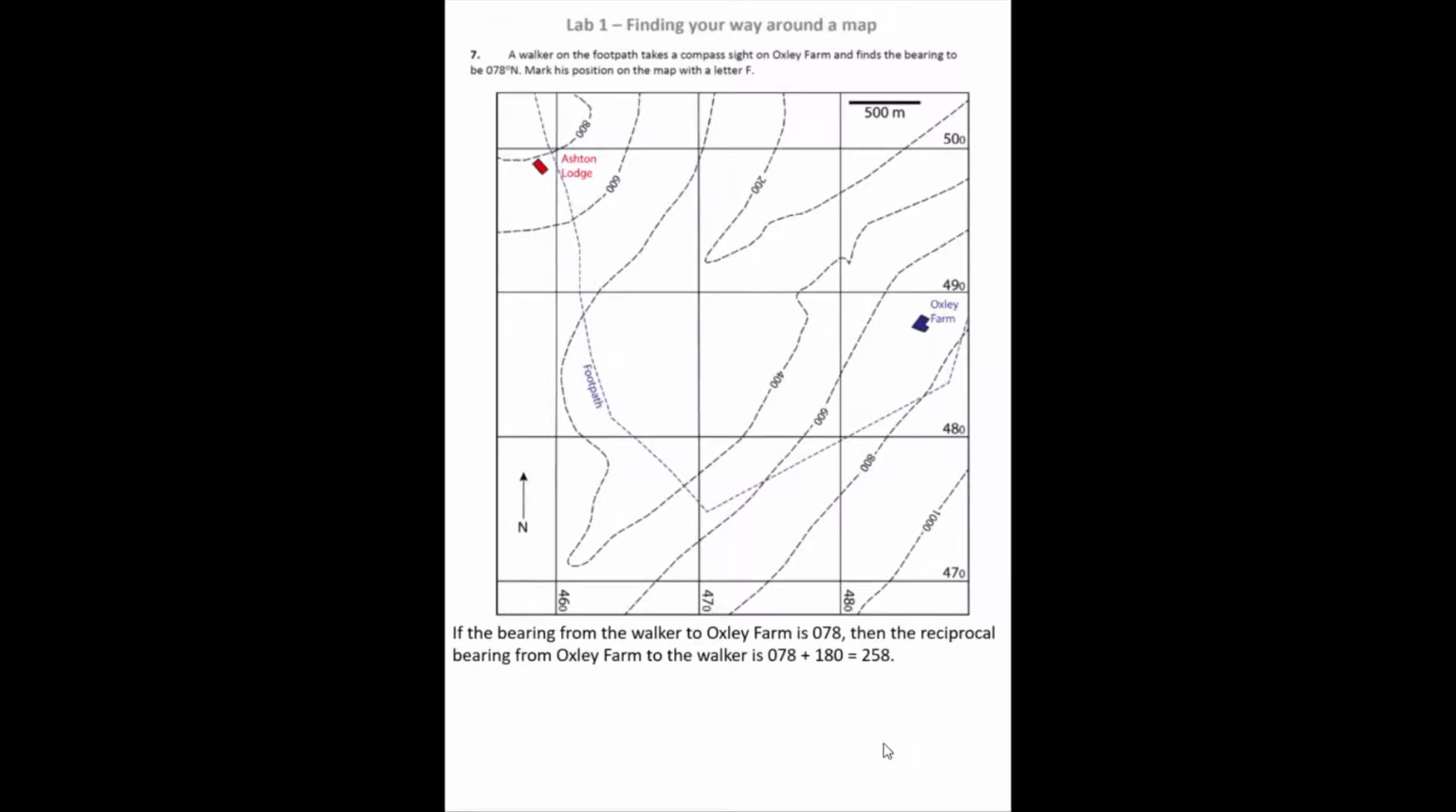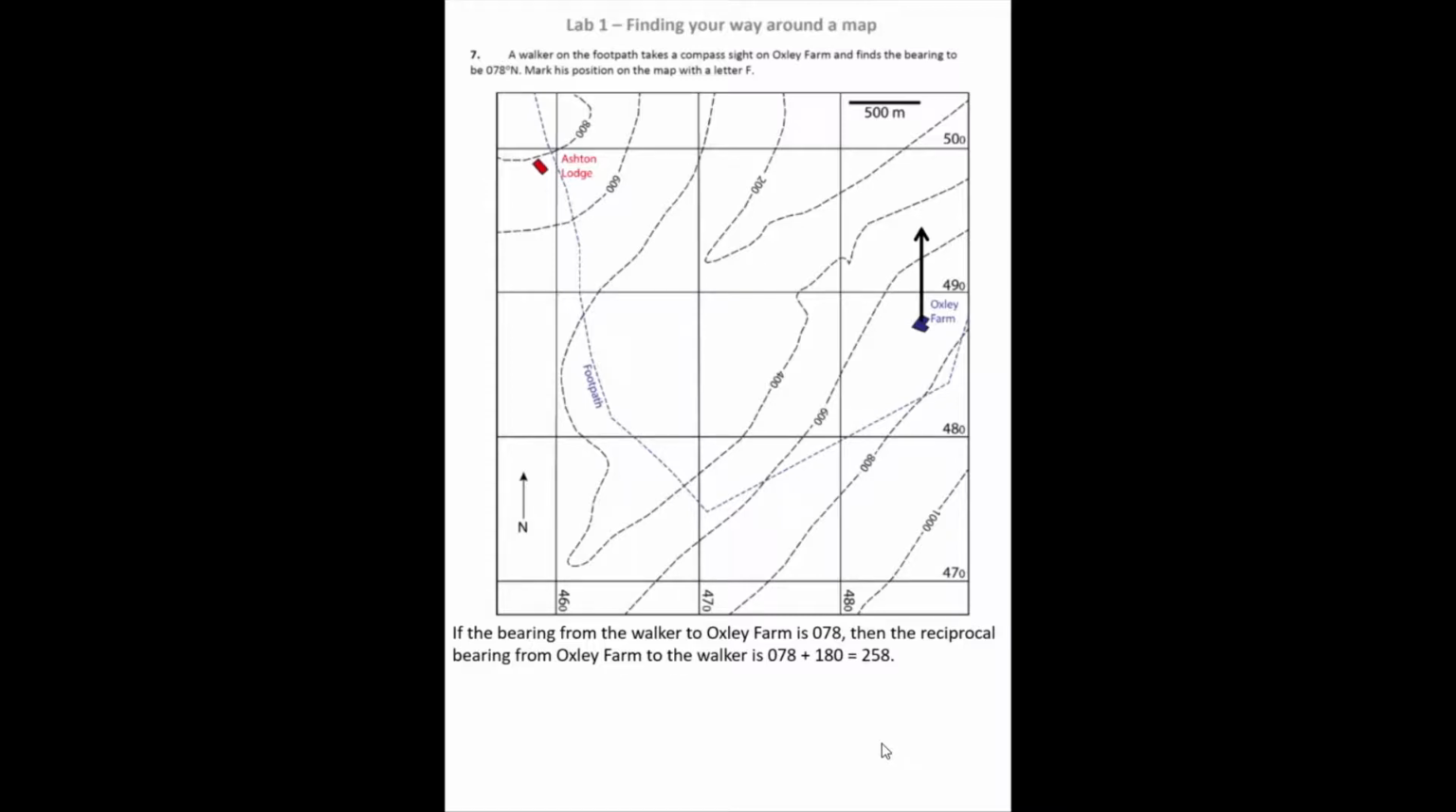Okay, well, the thing to remember for this question is that the bearing from yourself to something is going to be 180 degrees different than the bearing from the thing you're looking at back to yourself. So if the bearing from the walker to Oxley Farm is 078 degrees, then the bearing from Oxley Farm back to the walker will be 078 plus 180 degrees, so 258. So if the Oxley Farm is at a bearing of 078 from the walker, then the walker is on a bearing of 258 from Oxley Farm.